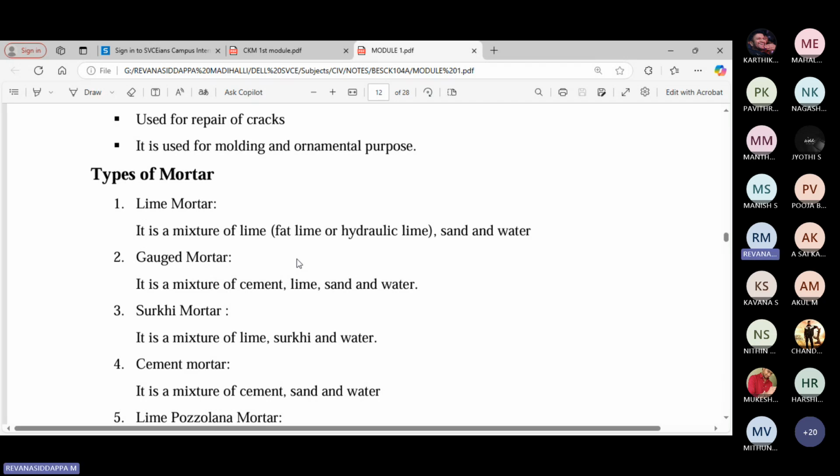Whatever ancient constructions exist now were all made using this lime mortar only. Say about 40 to 50 years back, whatever constructions we have were all built using this lime mortar only. So instead of cement, lime will come. Lime mortar means the mortar which contains lime in place of cement. So the mixture of lime, sand, and water is called lime mortar.